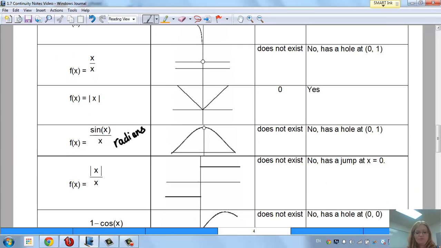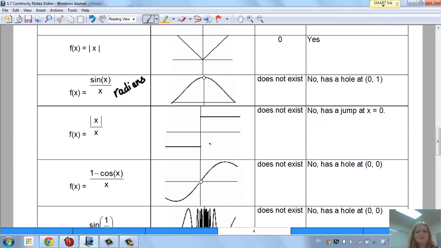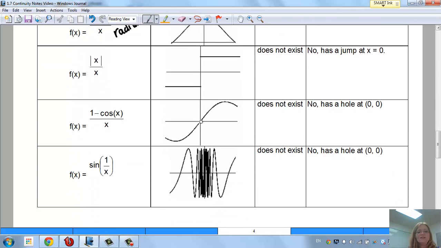Here I have the absolute value of x over x. It gives me a piecewise function. It does not exist here at 0. So there's a hole and there's a jump at 0, so it's not continuous. If I graph 1 minus cosine x over x, again in radians, you'll notice there's a hole at f of 0, so this is not continuous. Then I have the sine of 1 over x. And again, f of 0 does not exist because you can't have a 0 in the denominator, and this is what the graph looks like. It's oscillating a lot right here, but there is a hole in there. You just can't see it. There is a hole at (0, 0).